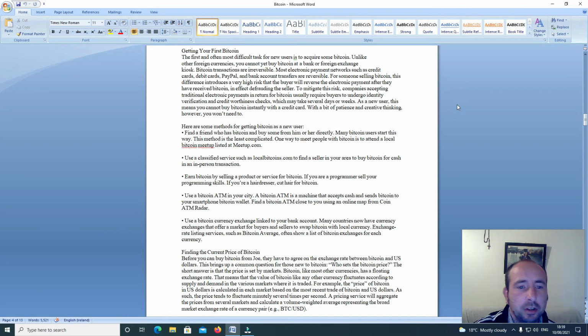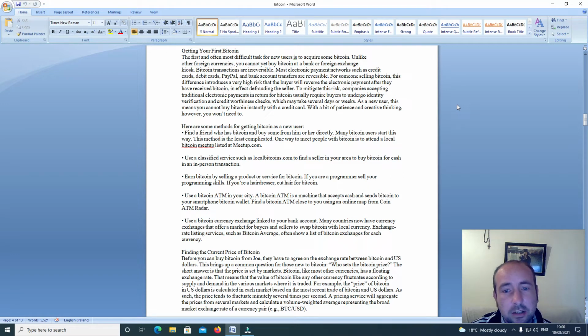Getting your first Bitcoin. The first and often most difficult task for new users is to acquire some Bitcoin. Unlike other foreign currencies, you cannot yet buy Bitcoin at a bank or foreign exchange kiosk. Bitcoin transactions are irreversible. Most electronic payments such as credit cards, debit cards, PayPal and bank account transfers are reversible. For someone selling Bitcoin, this difference introduces a very high risk that the buyer will reverse the electronic payment after they have received Bitcoin, in effect defrauding the seller.